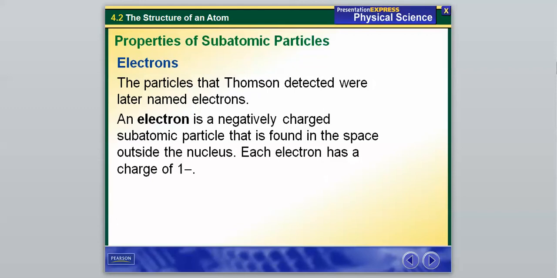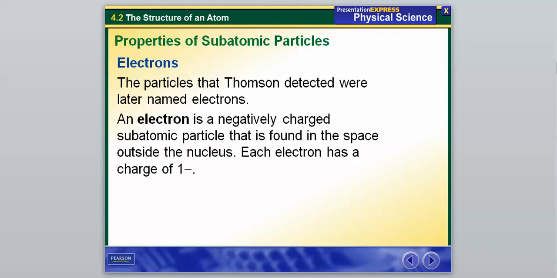So our next one are the particles that Thomson detected, and they were later named electrons. Remember, Thomson had the beam of light that was charged, caused by a negatively charged particle because, remember, it was attracted to the positive plate. And an electron is a negatively charged subatomic particle, and it's found in the space outside the nucleus. And each electron has a charge of 1-.